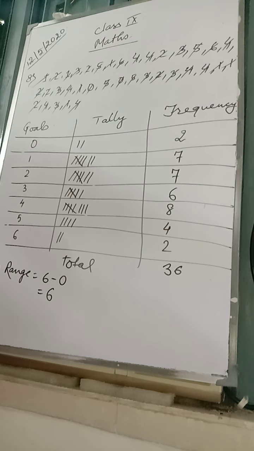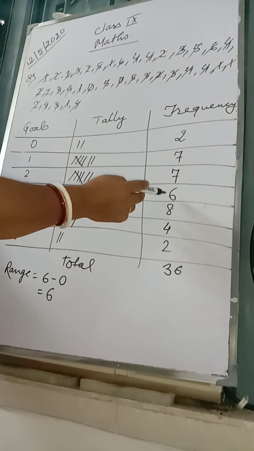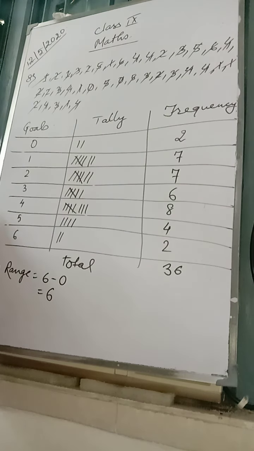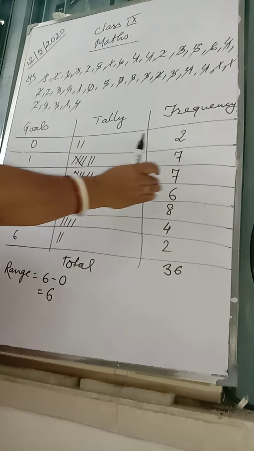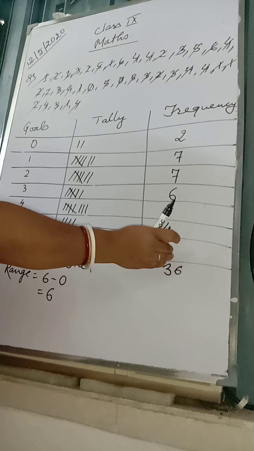How many times did the football club score 3 or more than 3 goals? Now you see, from this 3 we have to count how many. 3 it has scored 6 times, 4 it has scored 8 times, 5 it has scored 4 times, and 6 it has scored 2 times. So this many times it has scored 3 and more than 3 goals.